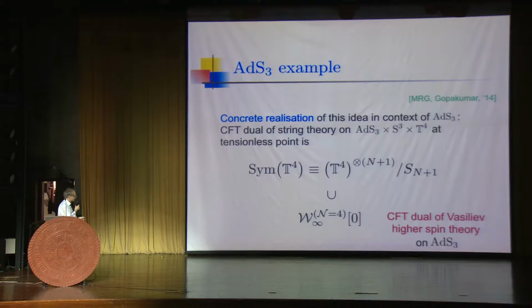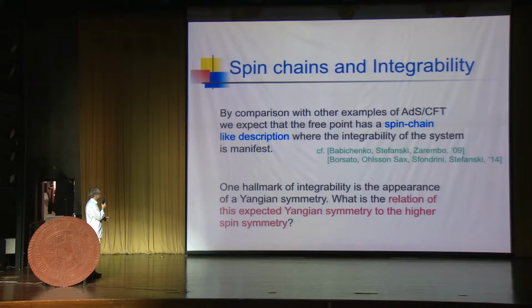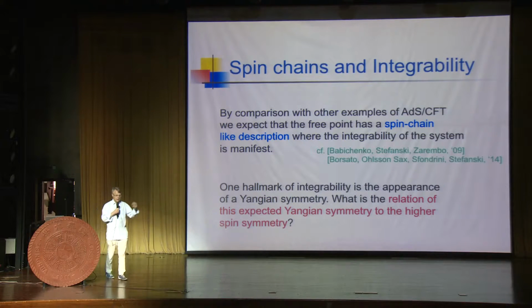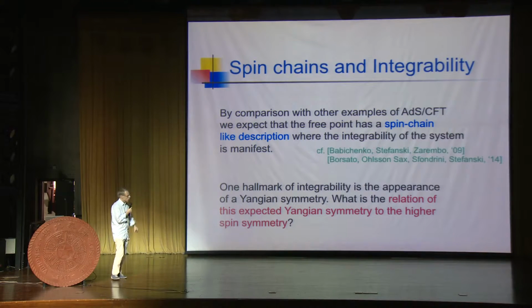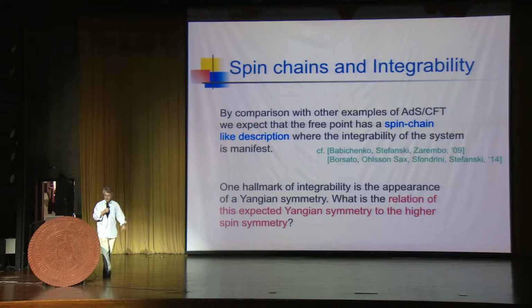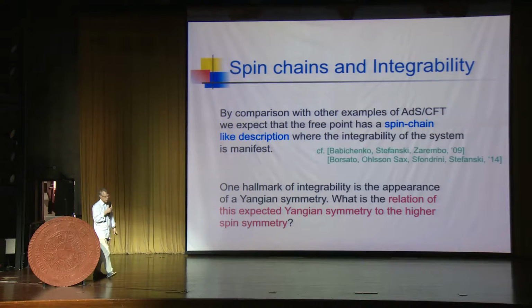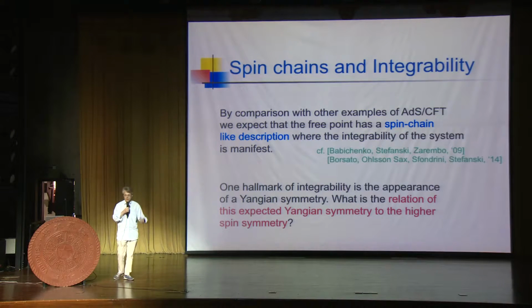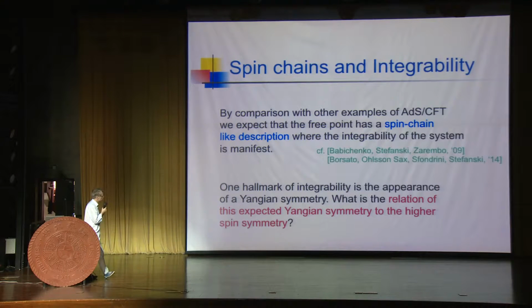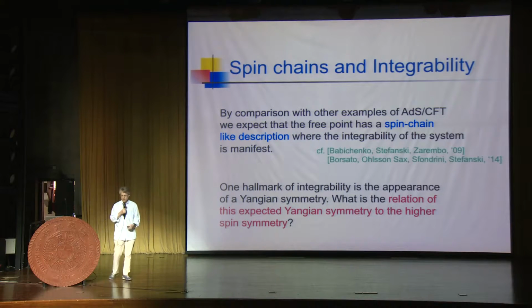So this is a concrete realization, and what we are trying to understand is that this is really like the analog of the free point of, say, super Yang-Mills in 4 dimensions. This is the lower dimensional analog of it. And in that case, it has proven very useful to think about this theory in terms of a spin chain, where the integrability of the system becomes manifest.